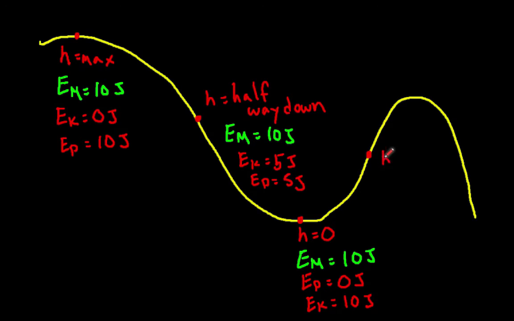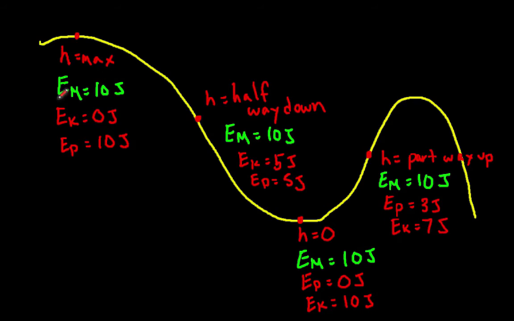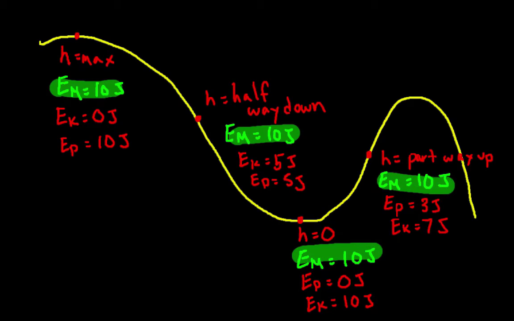Partway back up again, we have a mix of kinetic and potential energy. But the mechanical energy must still equal 10 joules, so the potential energy and the kinetic energy must add to equal 10. At this point, let's say that the potential energy is 3 joules. This means that the kinetic energy would have to be 7 joules, because 7 plus 3 equals 10. The law of conservation of energy says that kinetic and potential can change, but the total mechanical energy has to be the same at all points in an isolated system.